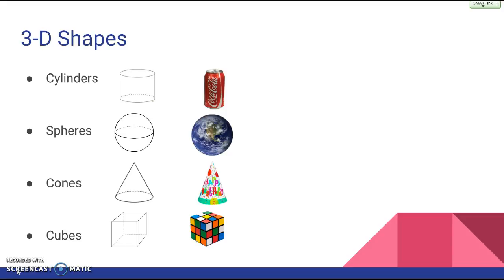And a cube. A cube has 6 square faces, 12 edges, and 8 corners or 8 vertices. We use the word vertex for one corner or vertices if we're referring to more than one. An example of a cube is a Rubik's Cube or a dice, anything where there are 6 faces that are all squares. So it's important that the students know how to identify the shape with its name, but we also want them to talk about the attributes that define the shape.